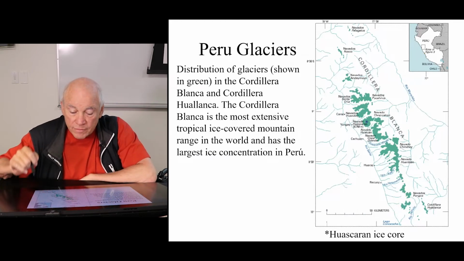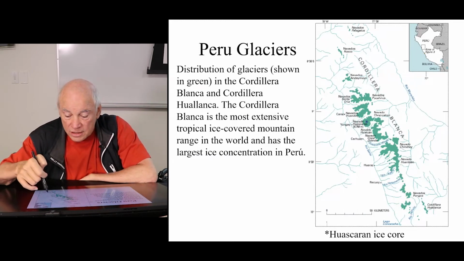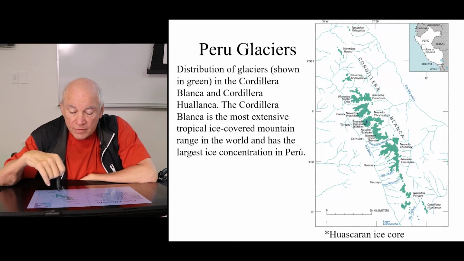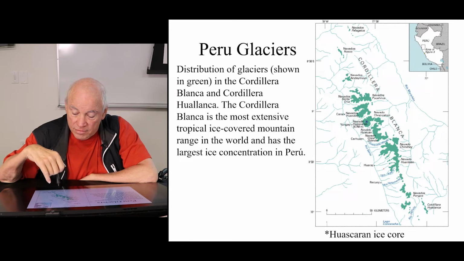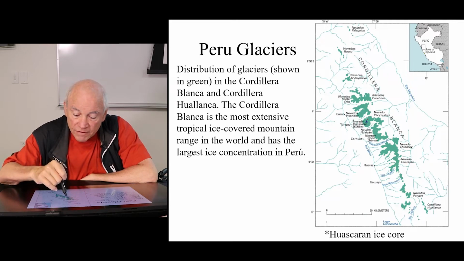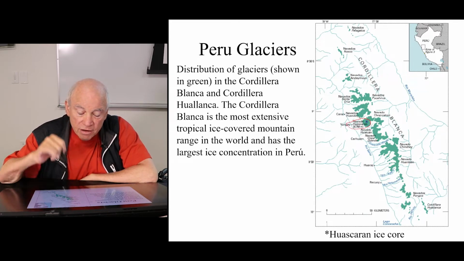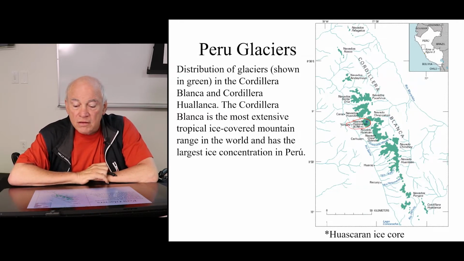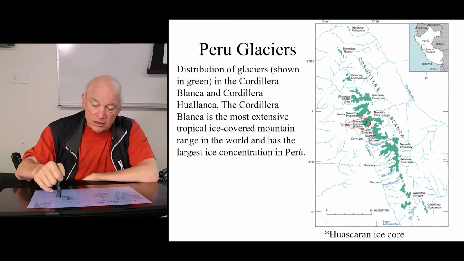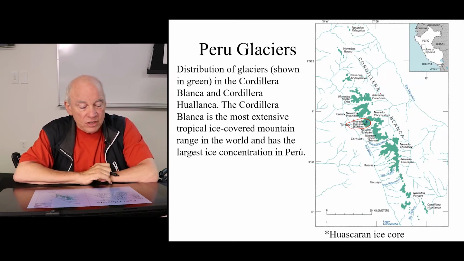So here we can see these glaciers in a little bit more detail. This is Nevado Huascaran, which is a very famous glacier and volcano. This Cordillera Blanca is well named because it's covered in snow. It is the most extensive tropical ice-covered mountain range in the world. And this is where most of the glaciers are in Peru.